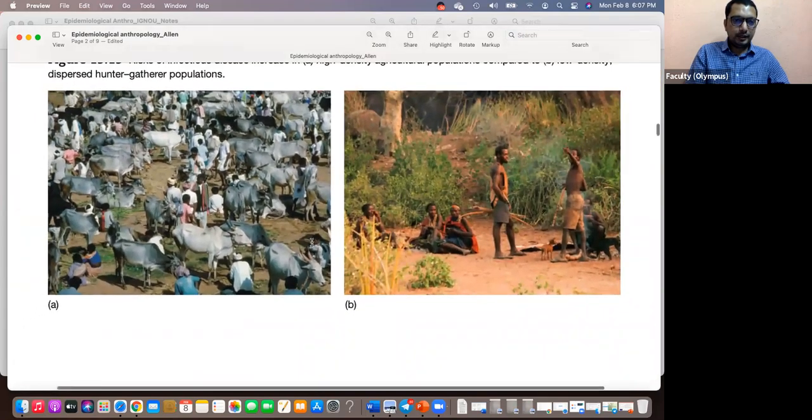So they're comparing how agriculture versus hunter-gatherers are, density-wise. The markets where we sell the foods, the markets where we sell the cattle, versus hunter-gatherers, who live in smaller groups. So they have a lower risk of spreading diseases compared to the agricultural groups.